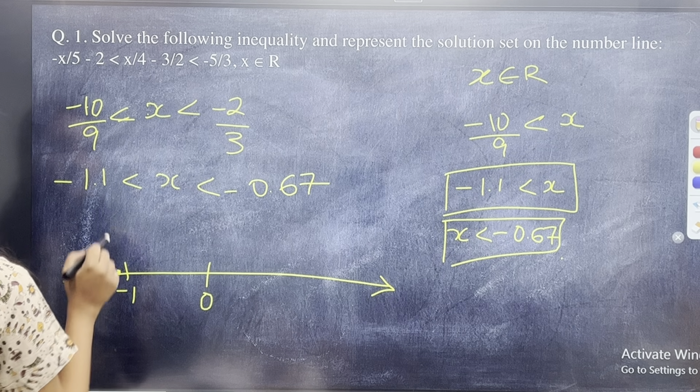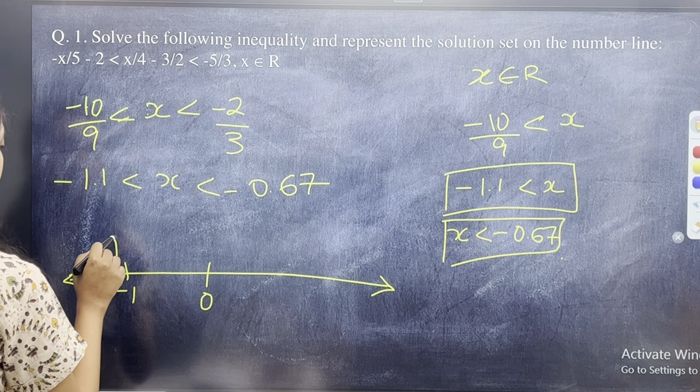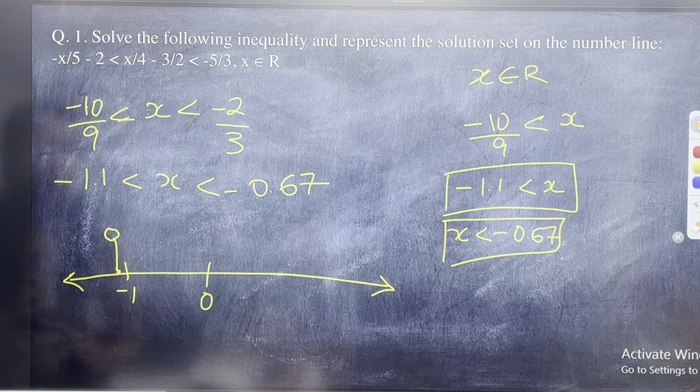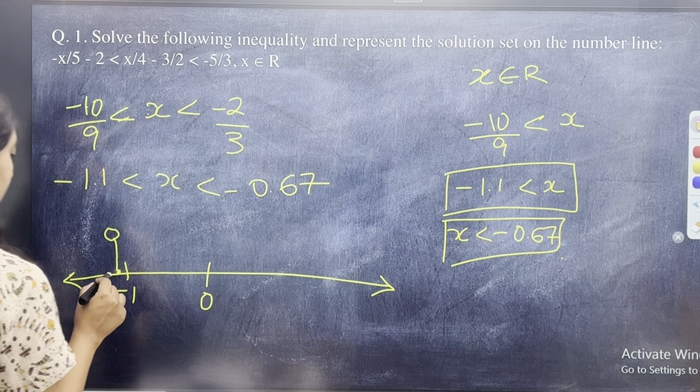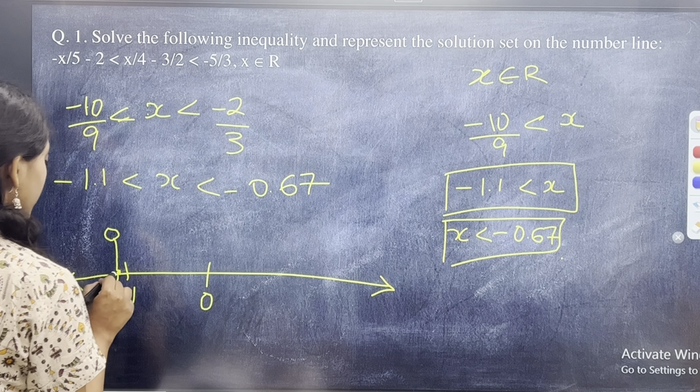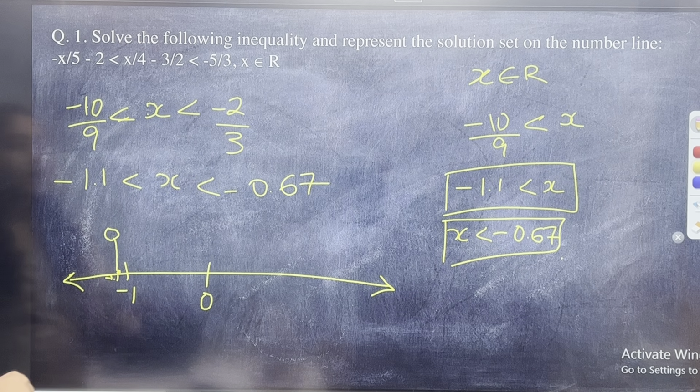Okay, and it is less than, so we move this here and just put a round. Okay, and then we can write here, please write here also minus 1.1. Okay. After that, minus 0.67.